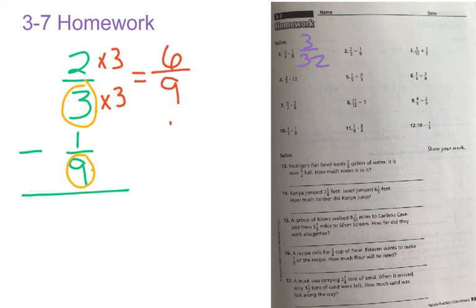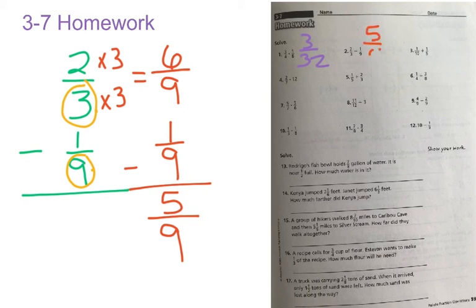And then we can just move over our 1/9. And now we have a common denominator, and we can just subtract. 6 minus 1 is equal to 5, and our denominator stays the same, and it's 9. So our answer is 5/9 for number 2.